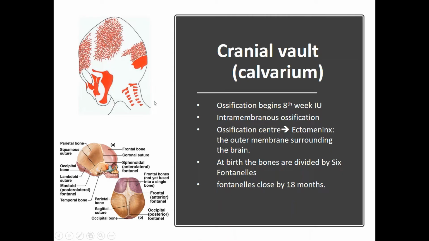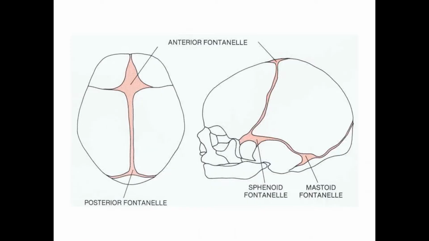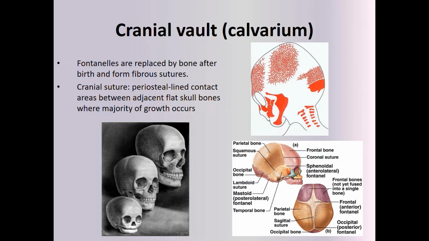Different islands of bone will get bigger, and they will come closer until we get very small areas of soft tissues remaining. We call them fontanelles. At birth, we get 6 areas of fontanelles: the anterior, the posterior, 2 at this side, the mastoid and the sphenoid, and 2 on the other side. At age 18 months, 1.5 years, those fontanelles will disappear, and they will be replaced by fibrous sutures. And later on, those suture sites will be the sites of growth.